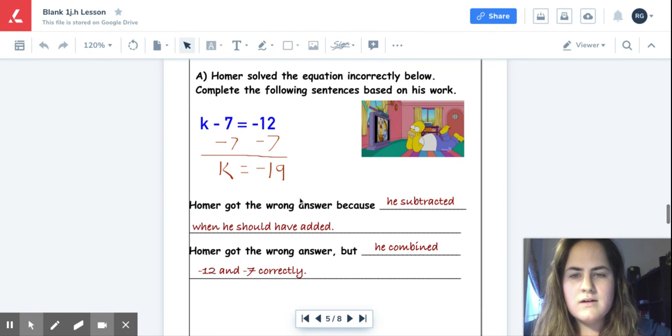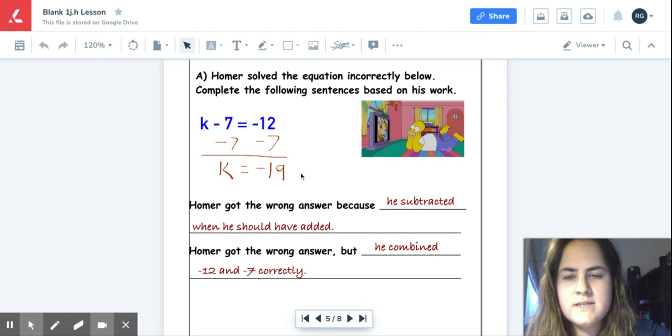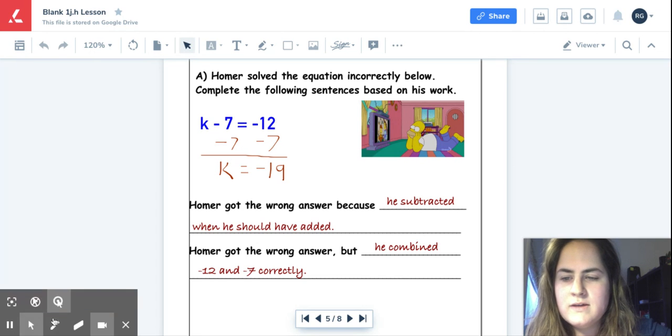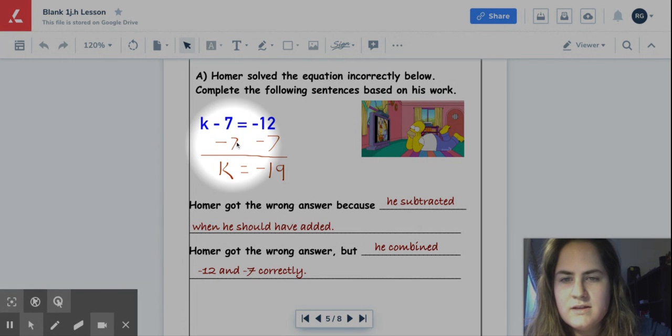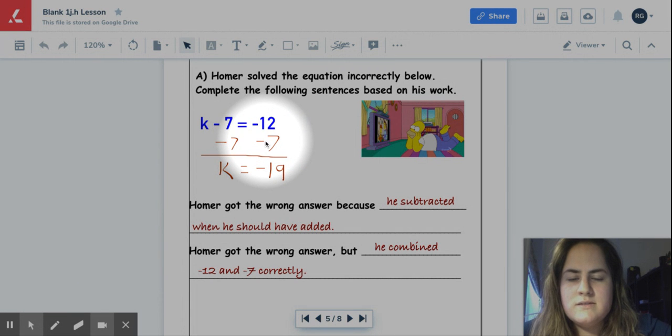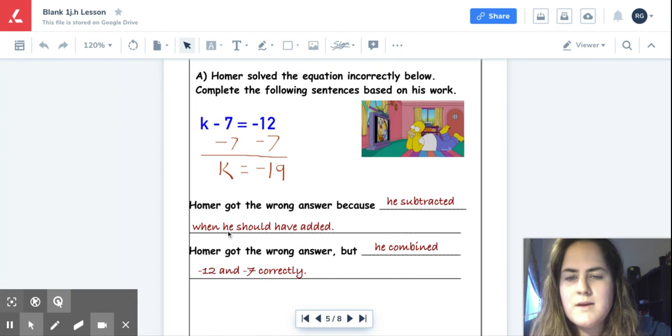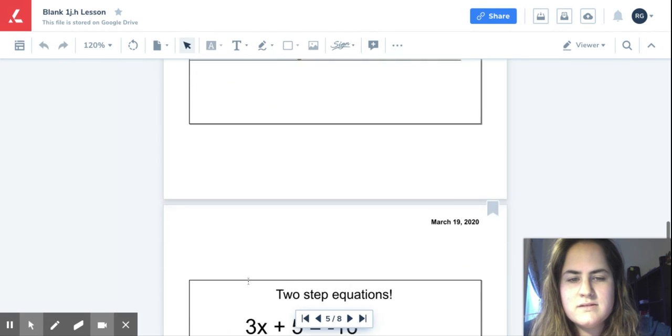Let's look at our problem with Homer Simpson. So his problem was k minus 7 equals negative 12. He subtracted by 7 on both sides, which is incorrect because the opposite of minus 7 is plus 7. So he definitely should have, let me highlight that, added here instead of subtracted. Although he did combine negative 12 and negative 7 correctly to get negative 19. So maybe he'll get partial credit for that.